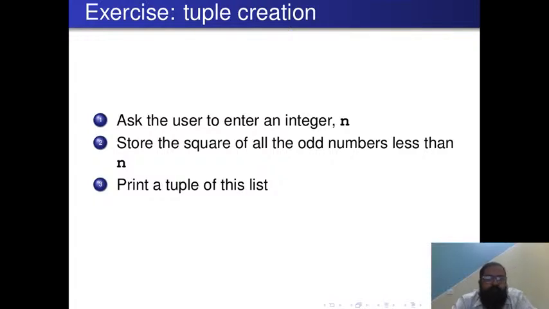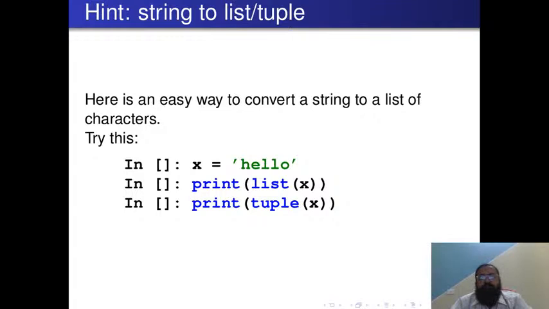Next is tuple creation. So ask the user to enter an integer n, store the square of all the odd numbers less than n, and print a tuple of this list. So here if you want to convert a string to a list or a tuple, you can do it this way. Okay.